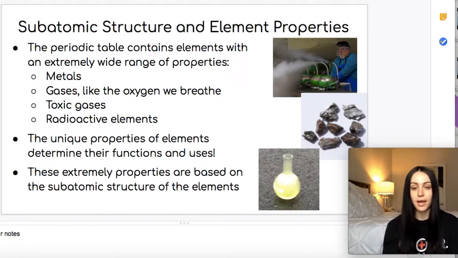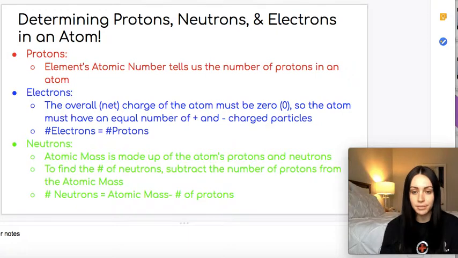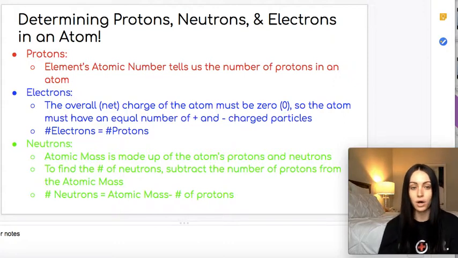Okay, so today we're going to look at how to determine the number of subatomic particles that are in each of these elements based on the information on the periodic table. So on the periodic table, we are given some information that can help us to determine the exact subatomic structure of any given element on the table. Today, we're going to find out how to do that by simply reading the information on the periodic table to determine its subatomic structure, meaning the number of protons, neutrons, and electrons that an atom of that element possesses. Now, there are 3 subatomic particles you should be able to determine using the information on the periodic table.